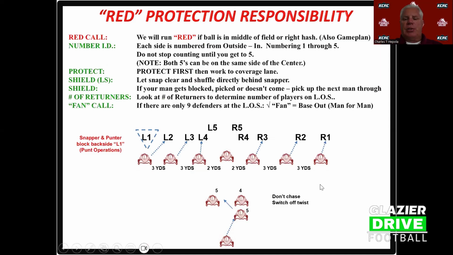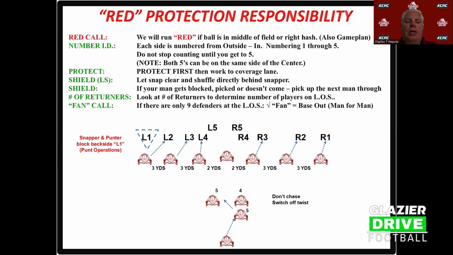So here is our red protection. Again, you're going to start with your numbers outside in, and they're going to identify. You can see right here, the right end is responsible for R1. Our right tackle is responsible for R2. Our right guard is responsible for R3. Our right shield would be responsible for R4. The PP would have R5. The left shield would have L5, the left guard L4, the left tackle L3, and the left end L2.